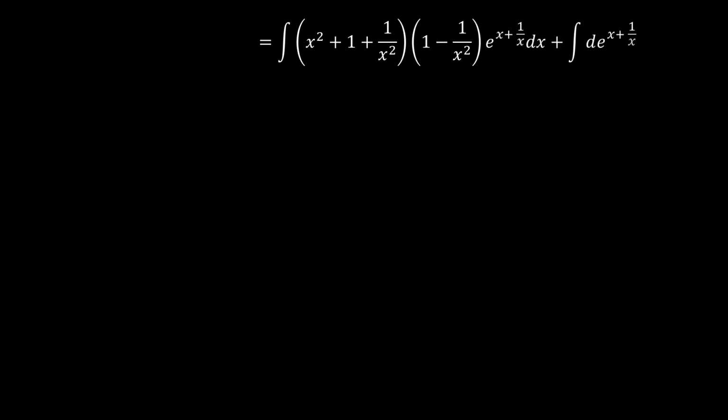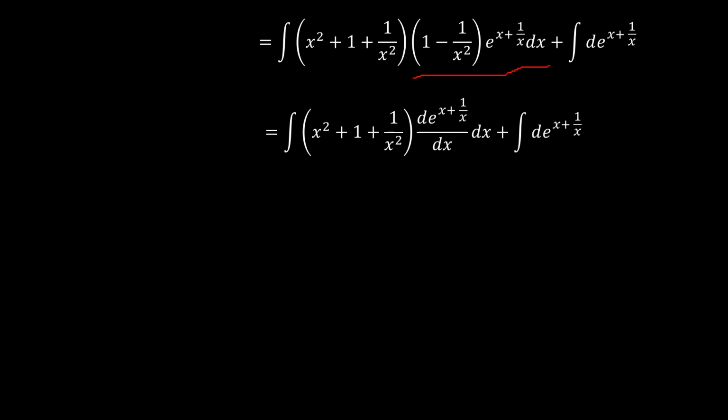So essentially what happens here is that the integral of x squared plus 1 over x squared times e to the power x plus 1 over x dx is the first part of the integral, plus the integral of the derivative of e to the power x plus 1 over x. Now, the other thing we could do now is we can abbreviate this as we've written here.